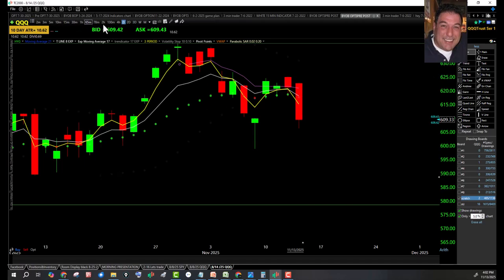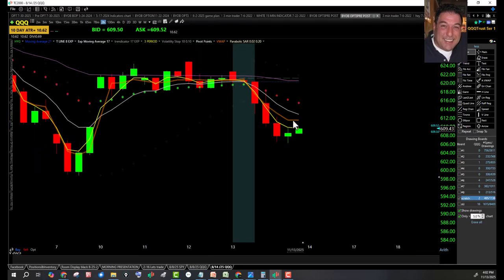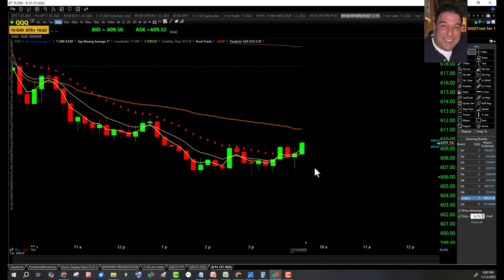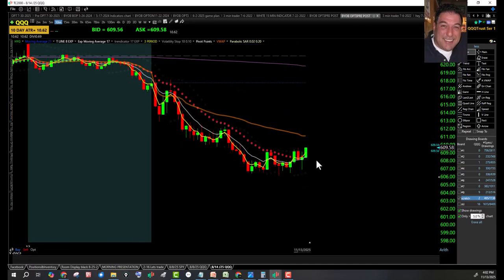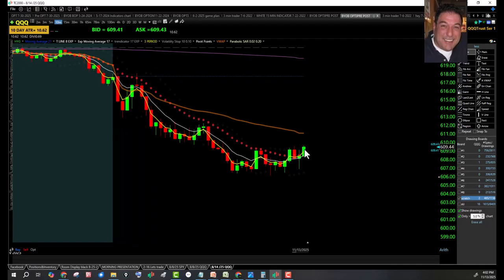QQQ and SPY, 2-hour chart. Got a 2-hour downtrend coming into the close. 10-minute, we've got 10-minute bearish consolidation coming into the close. Looking like they're trying to put together, based on the bodies, a rally back to VWAP right there coming into the close on QQQ. I'm just going to call it bearish consolidation.